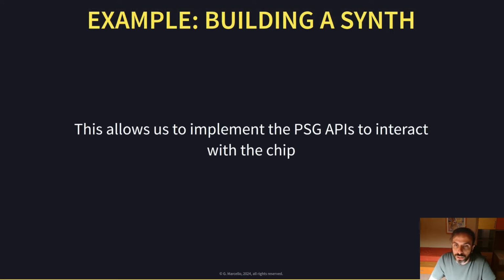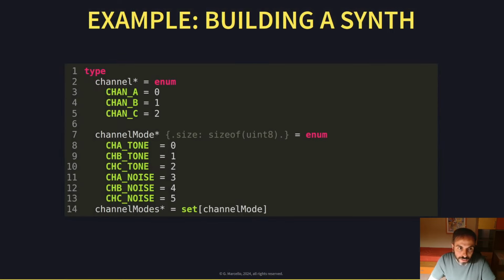So together with this, we can finally implement the high-level APIs for the chip, and we define a couple of enums to do this. First of all, you can see here that channel mode in particular has a couple of nice properties. I'm using a pragma that lets us define the exact width of the enum, and also I'm using bit fields. The way that you use them is at line 14. You use set on the enum that you defined, and this lets you use enums in a type-safe way as flags.